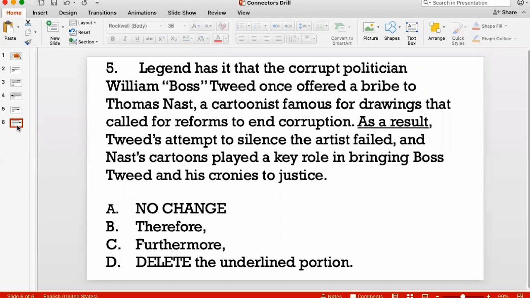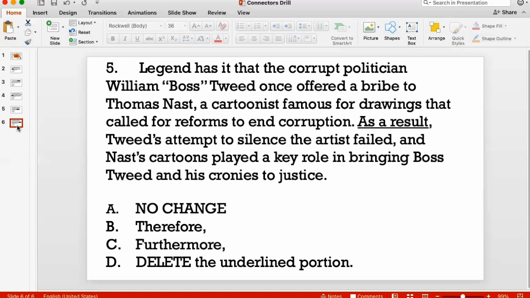Okay, so again, let's unpack. The first sentence is telling me that there was this corrupt politician, Boss Tweed, and it is said, it may not be true, but it is said that he once offered a bribe to a cartoonist, Thomas Nast, who had become famous for drawings that asked for reforms to end corruption. So clearly, because he was asking for ending corruption, he was a threat to Boss Tweed, who was corrupt, right? So Boss Tweed thought that if I pay a bribe to him, I could silence him and I could stop him from drawing these cartoons that could lead to my downfall.